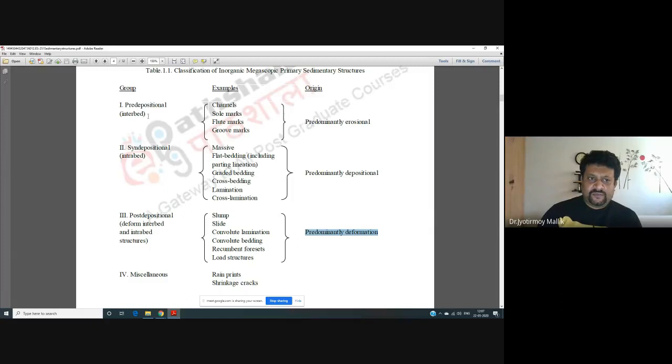The predepositional and syndepositional primary structures, I think you have already read a lot in your sedimentology class. But the third category, the post-depositional sedimentary structures, or the penecontemporaneous deformation structures, which are primarily the result of deformation together with sedimentation, we will read now in a bit more detail, although we will touch upon predepositional and syndepositional structures very briefly. But I also want you to remember two terminologies, okay?